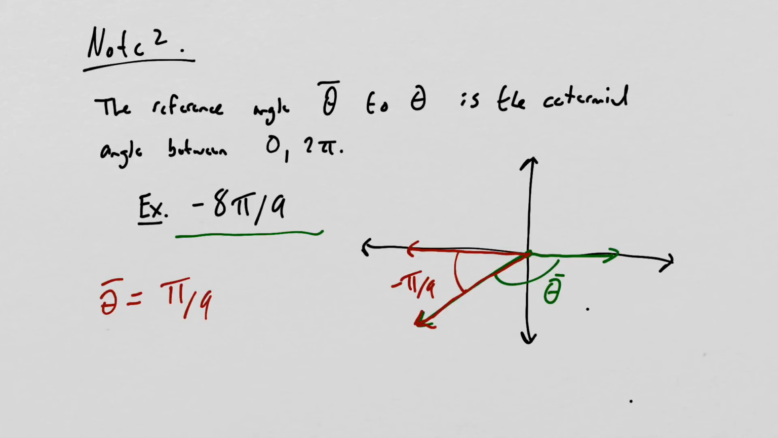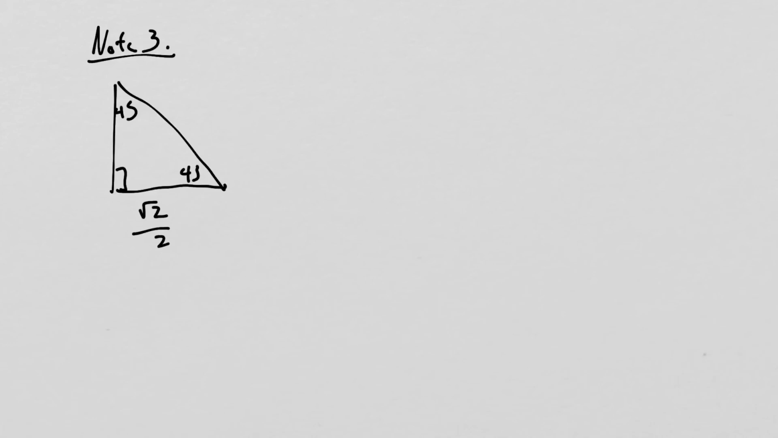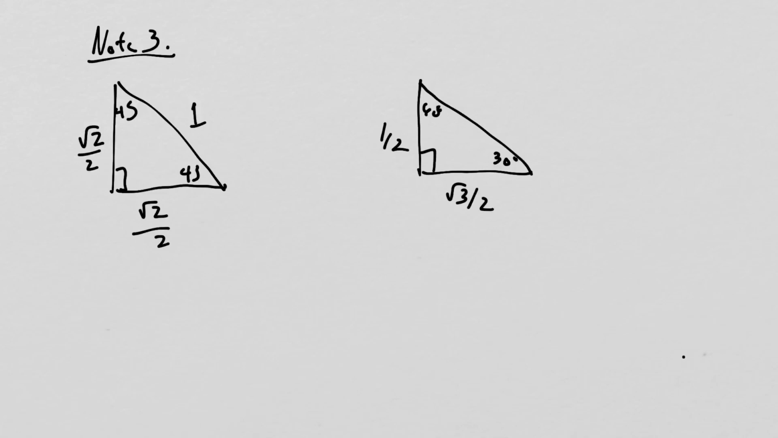The third thing that we'd like to recall is our special triangles. We had two types of special triangles, a 45, 45, 90 triangle, whose sides were given by the square root of 2 divided by 2, the square root of 2 divided by 2, and this side of 1. And we also had another special triangle, the 30, 60, 90, whose sides were given by the following. 1/2 was across from 30 degrees, square root of 3 divided by 2 was across from 60 degrees, and 1 was across from 90 degrees.